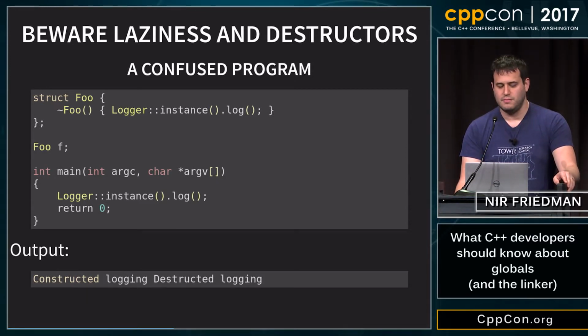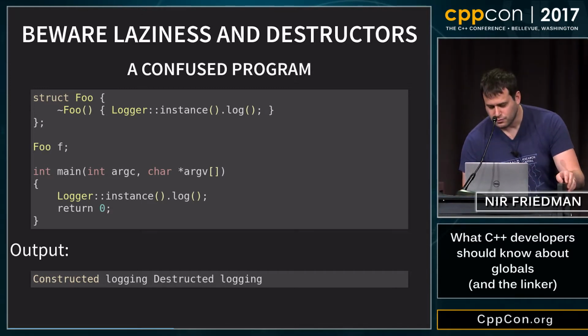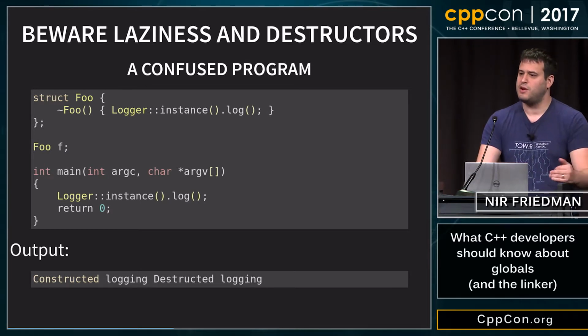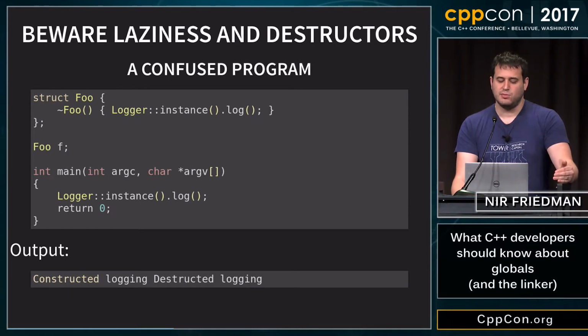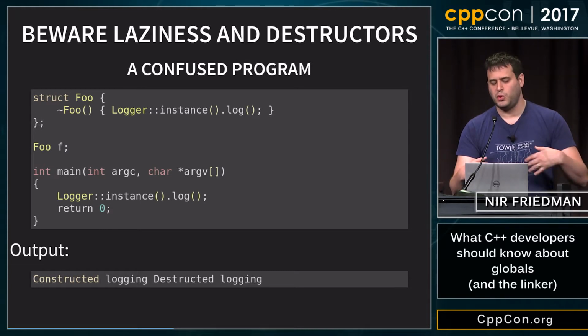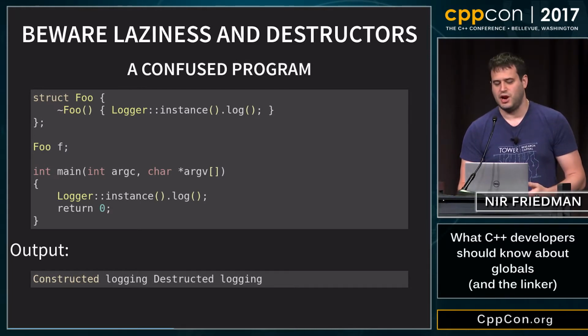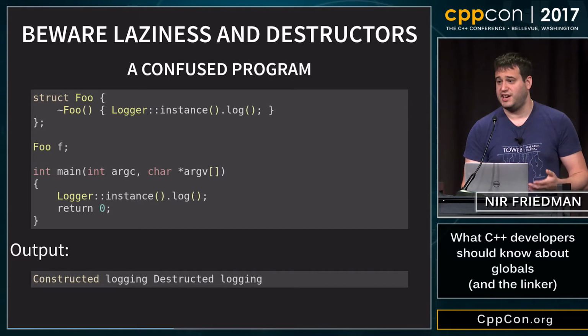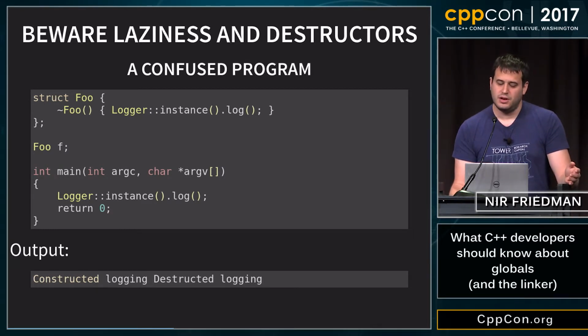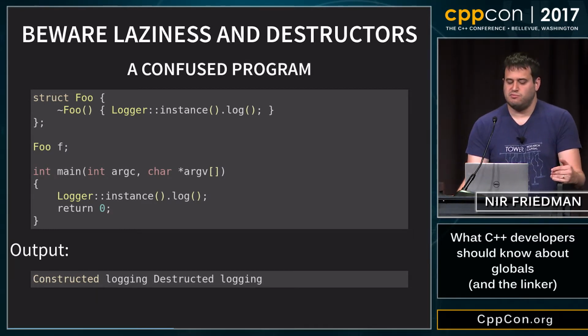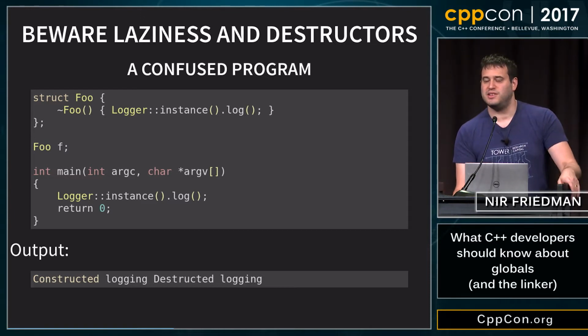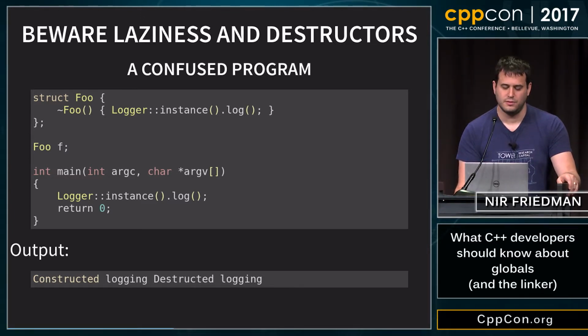So what actually happens here? Foo gets constructed first, because it's first, then main runs. Main tries to use the logger, it does some logging. Now, at this point, we fall off the end of main and all the globals get destructed. The logger was constructed second, so it will be destroyed first. So the logger gets destroyed, and then after that, foo gets destroyed. And that means that foo is now trying to log to a logger that doesn't exist anymore, and that's no good. So there's that caveat with laziness.